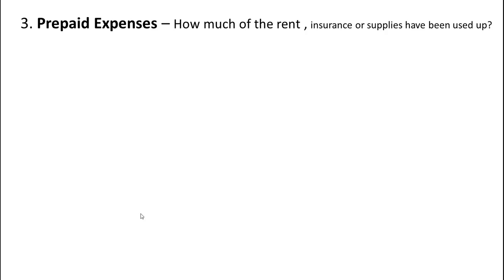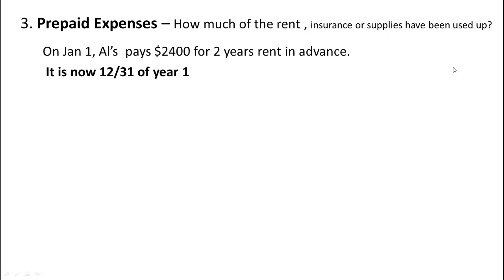So let's go on to our third type of adjusting entry: prepaid expenses. In prepaid expenses, we're looking at something that we've paid for, usually in advance, like rent or insurance or supplies, and we're asking the question, now that it's the end of the year, how much of this rent or insurance or supplies has been used up? So here's our first transaction. On January 1st, Al's Restaurant pays $2,400 for 2 years' rent in advance, and it is now 12/31, the end of the first year.